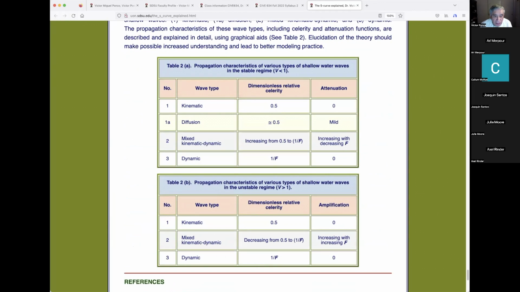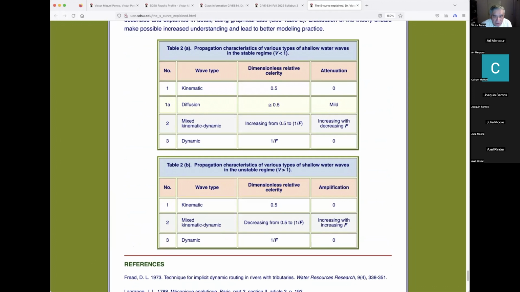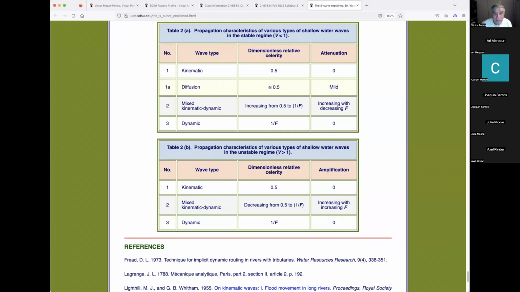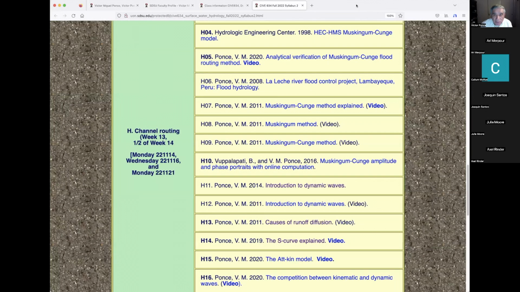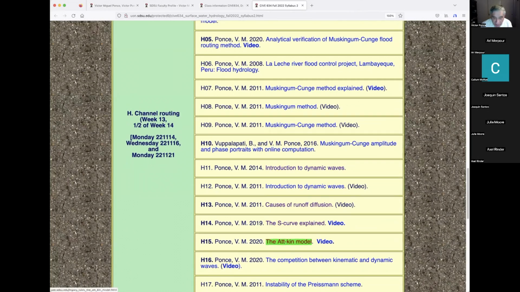Propagation characteristics of various types in the stable regime: kinematic, diffusion, dynamic. And propagation characteristics of various types in the unstable regime: kinematic, mixed kinematic, and dynamic. So with that, I have finished a brief explanation of the S-curve explained.